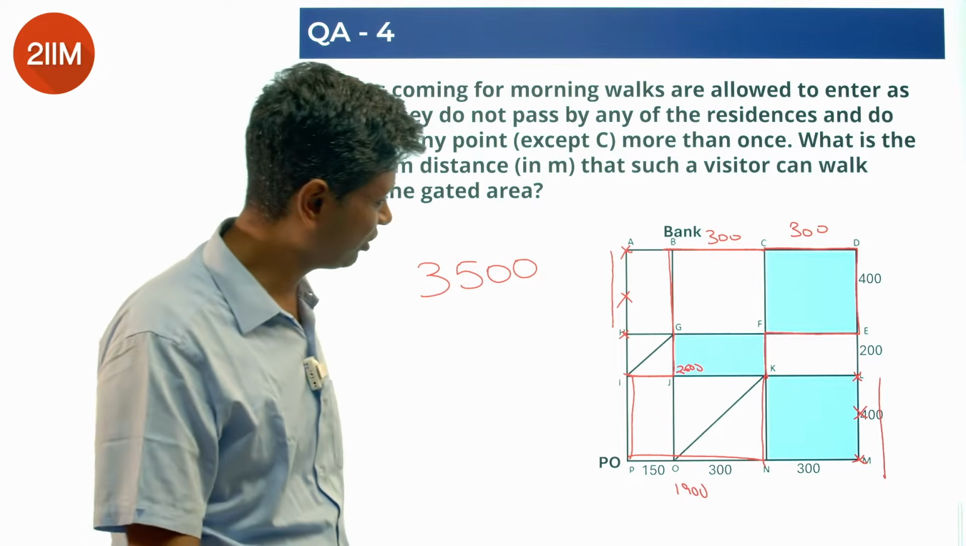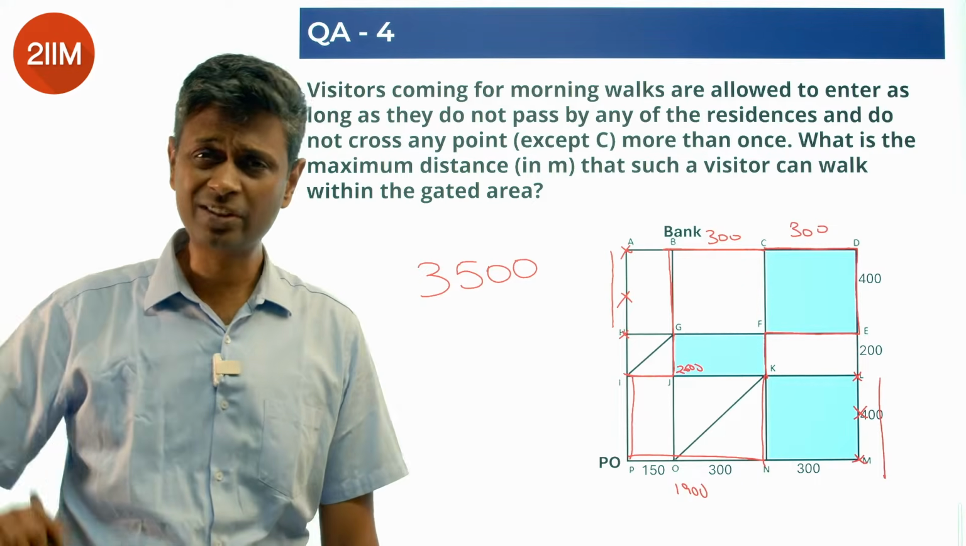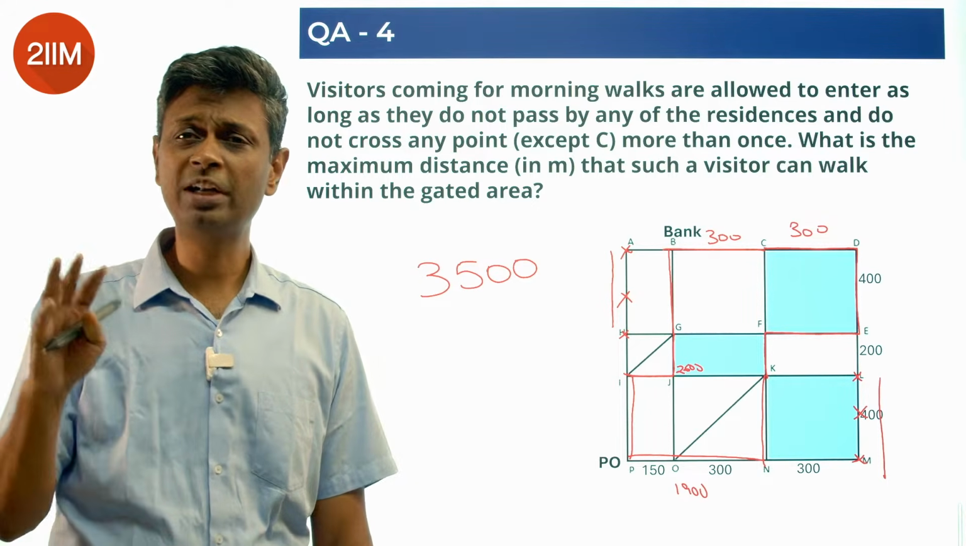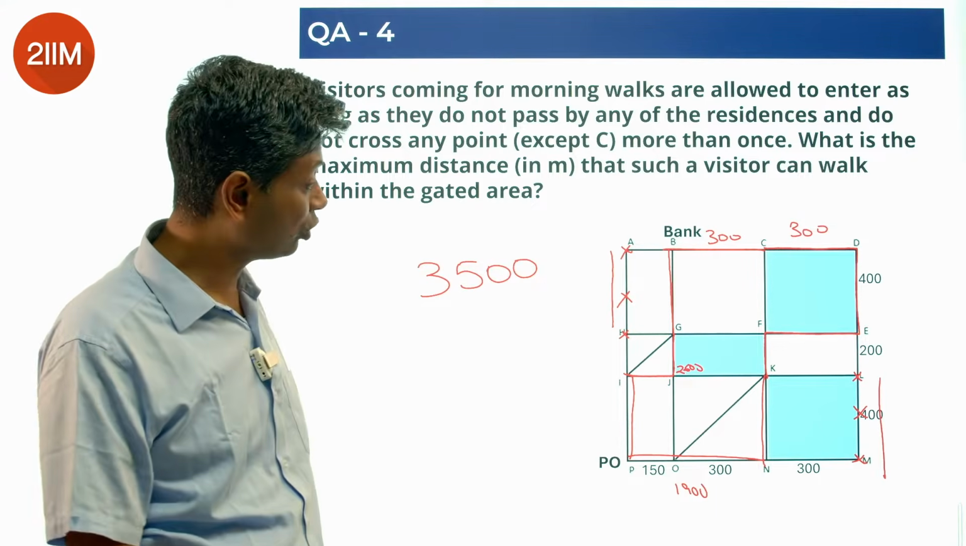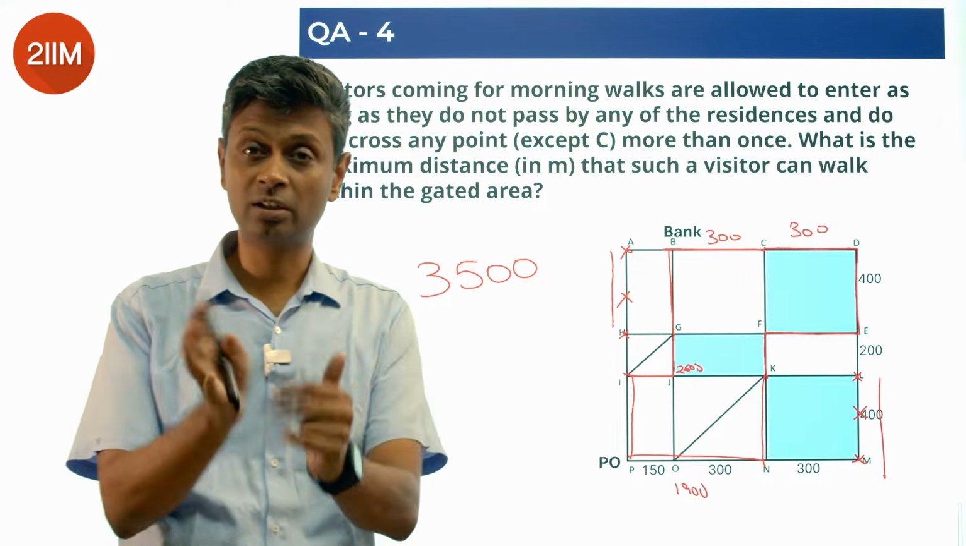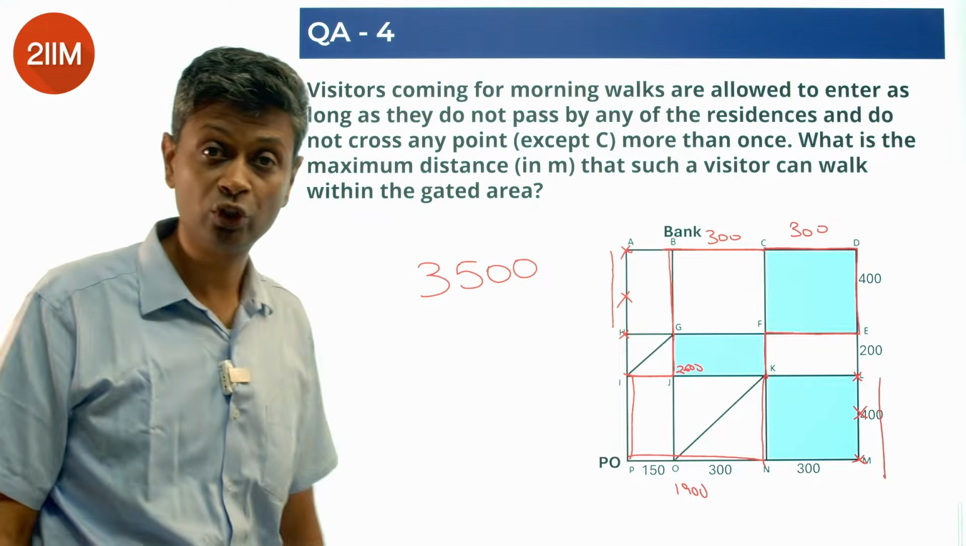If we do this route, this seems like it's comprehensive. We're covering a lot of ground and we're not touching any point again. We're completely avoiding A, H, L and M, and we're not using any of the diagonals. Seems to be our best strategy. With this, we can get to 3500 meters.